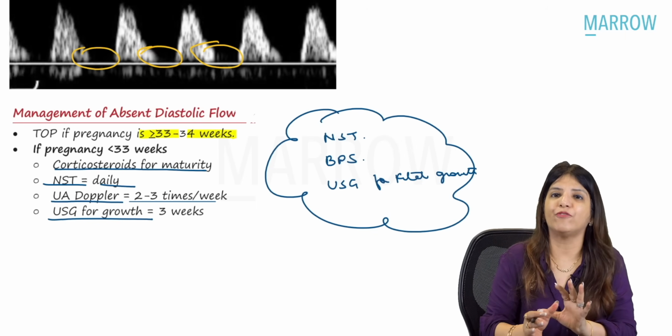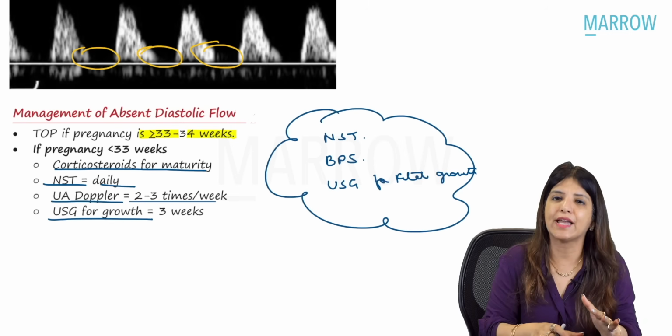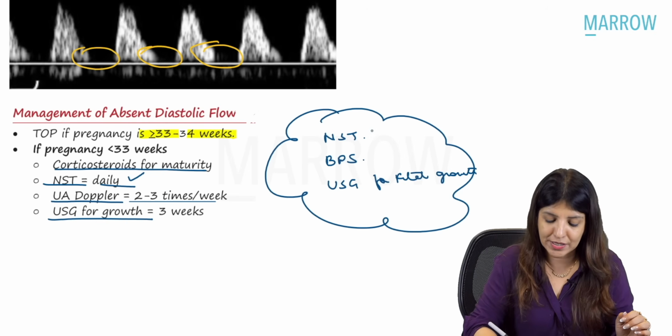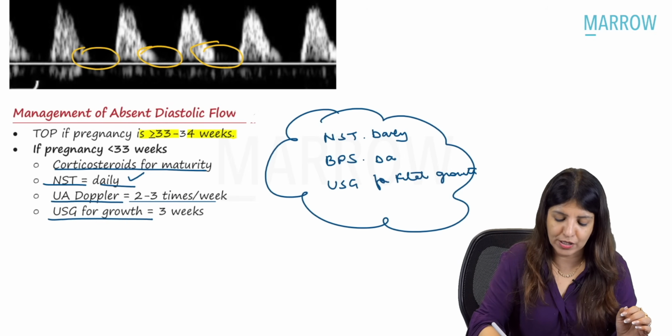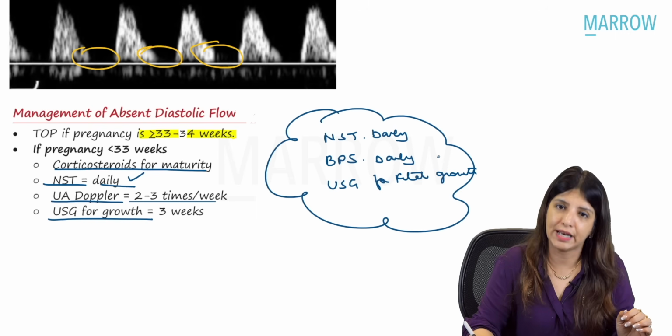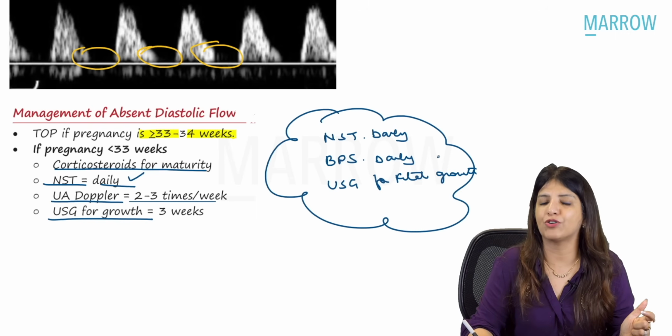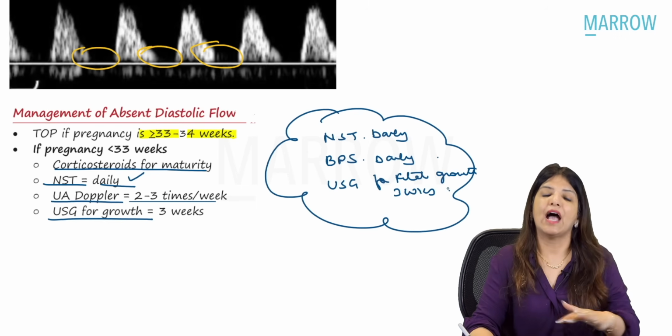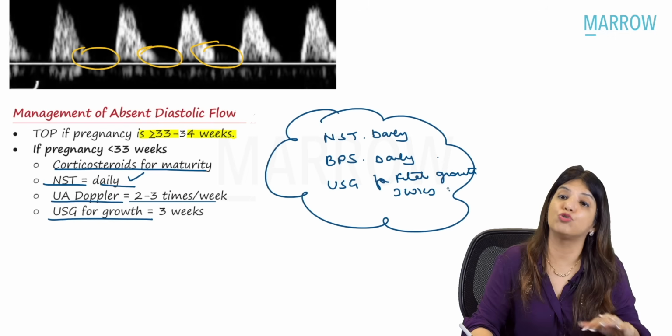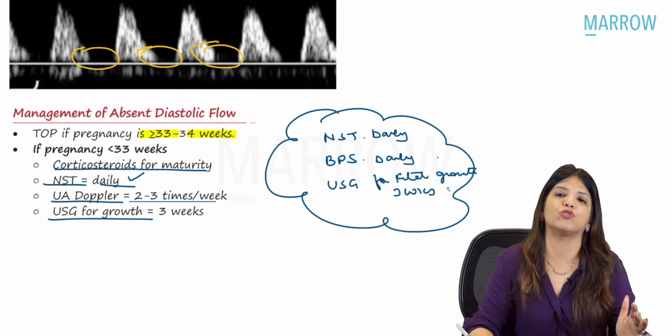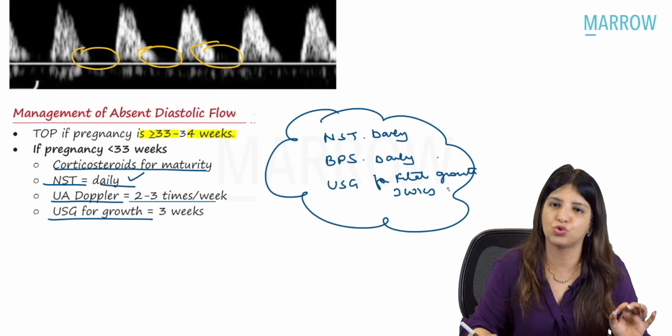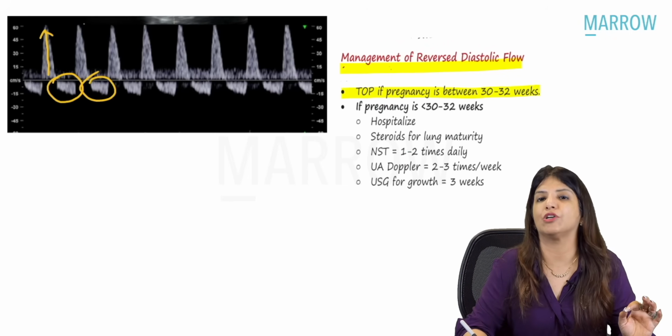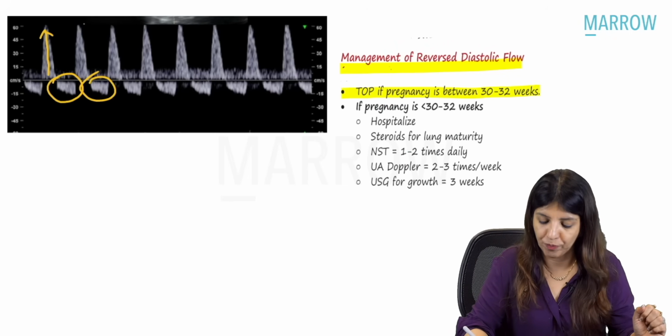Right? The only difference is the frequency. So in this case, how frequently are you going to do NST? NST has to be done daily. How frequently are you going to do biophysical score? You have to do biophysical score daily. How frequently are you going to do ultrasound for fetal growth? You have to do it after every 3 weeks. And how frequently are you going to repeat an umbilical artery Doppler? You have to repeat it in a week at least 2 to 3 times. Same thing you are also going to do if it is a reversed diastolic flow, right?